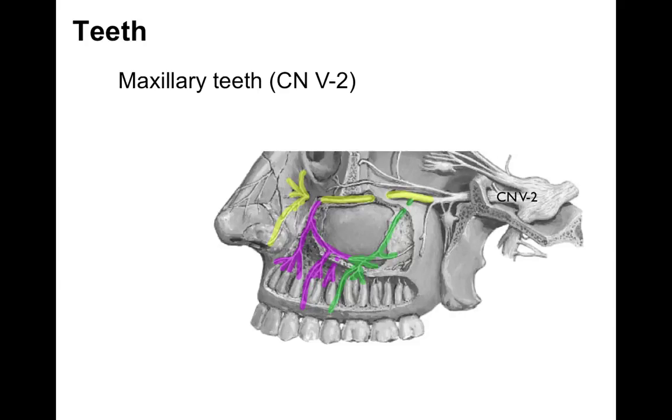So maxillary teeth are innervated by cranial nerve V2. So there we have V2, the maxillary nerve that traverses the foramen rotundum, and then as it courses through the infraorbital canal, it gives rise to our posterior superior alveolar nerve, middle superior alveolar nerve, and anterior superior alveolar nerve. As their names imply, the posterior superior alveolar innervates the posterior teeth in the maxilla, the anterior superior innervates the anterior teeth, and the middle somewhere in the middle.